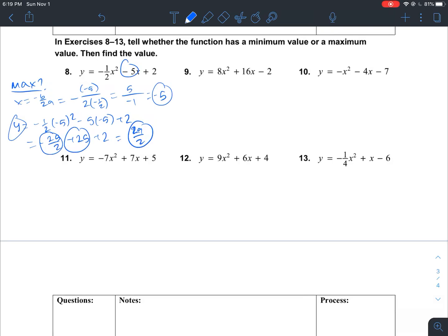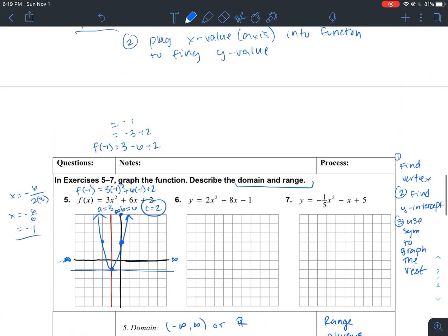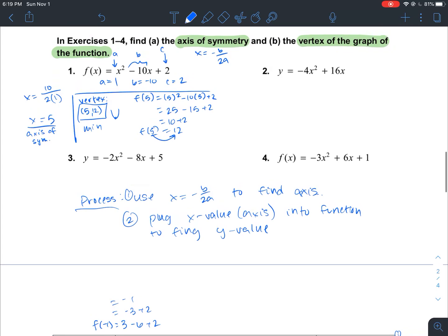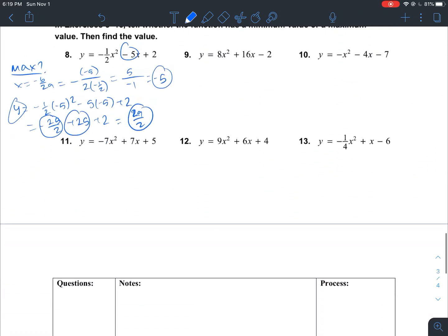So the process here would just be follow the same process that you used through 1 through 4. Just find the y value, and that is your minimum or your max.